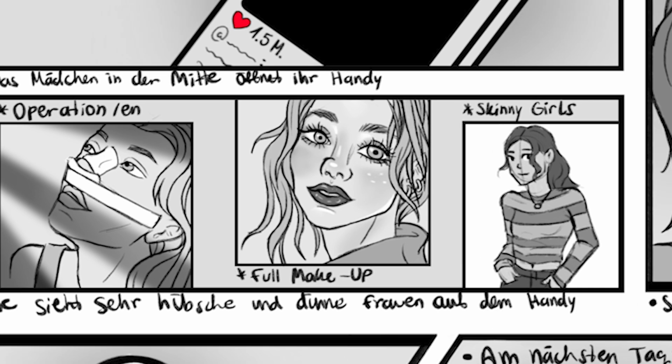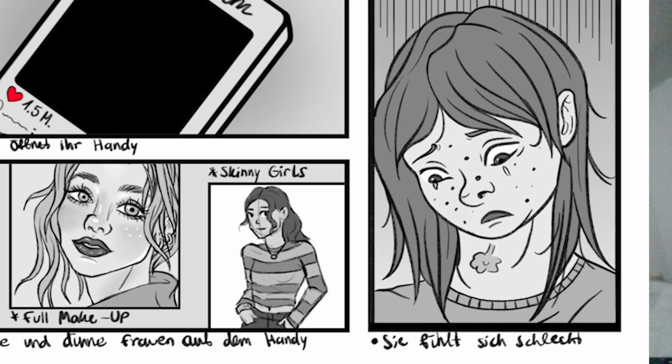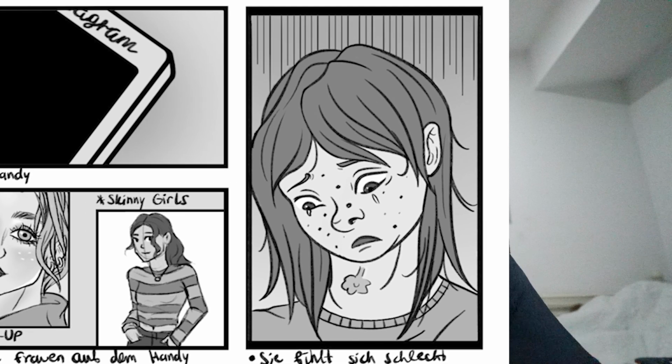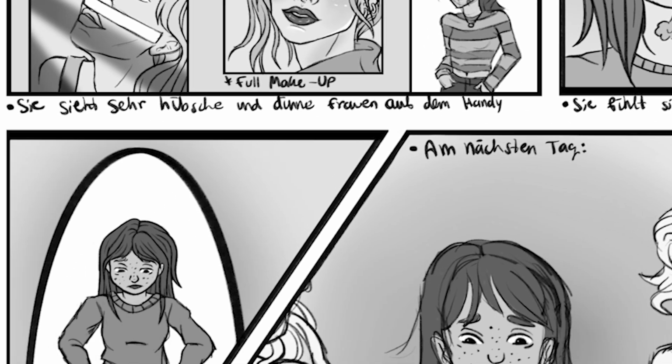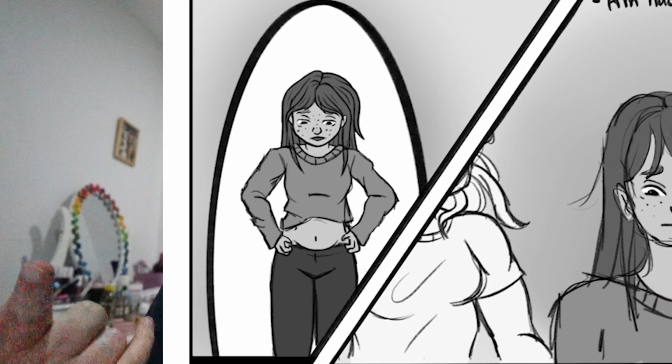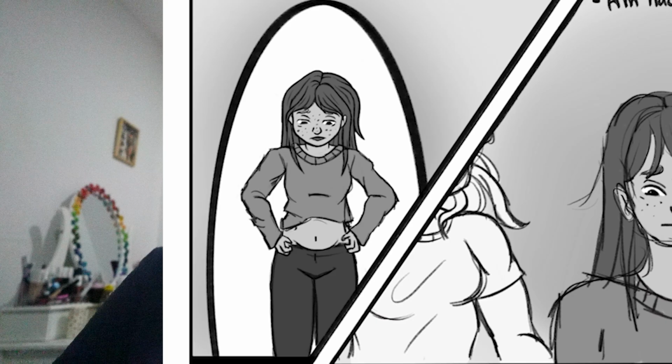On the fourth panel you can see the girl feeling upset about the pictures. I used grayish tones to show her emotions and how she could feel about seeing the different pictures. On the fifth panel you can see that she's looking at her body in a mirror and feeling insecure. She's looking at her body and her stomach. Her stomach is a little bit chubbier and she feels bad about herself.